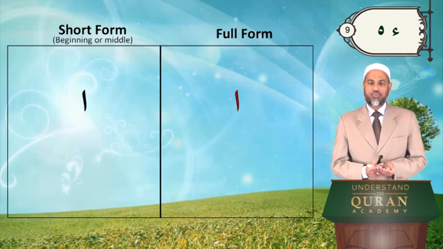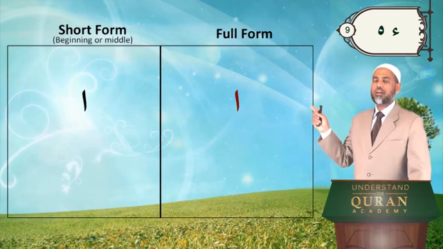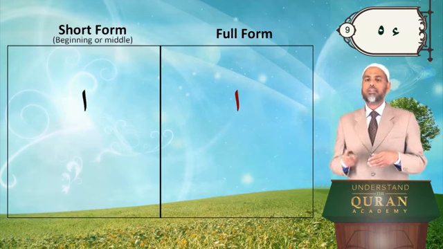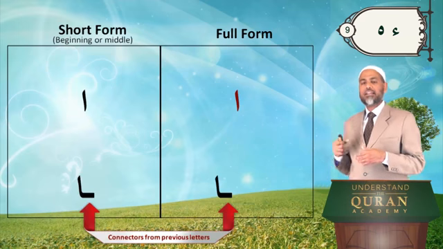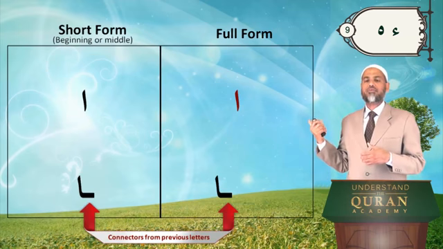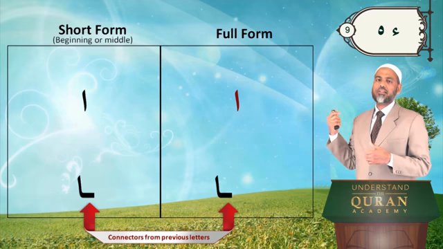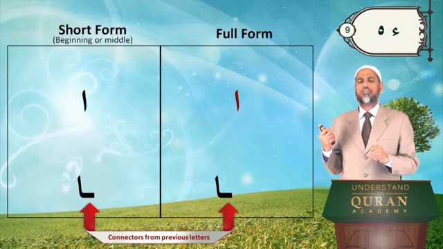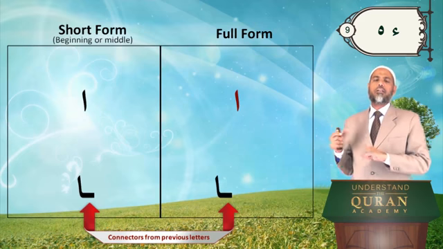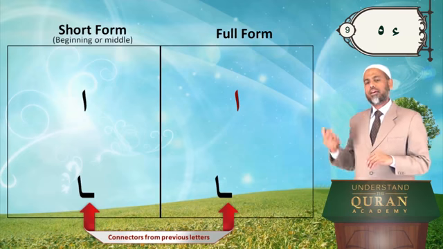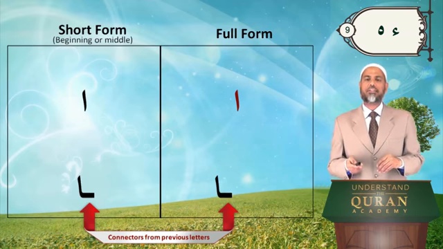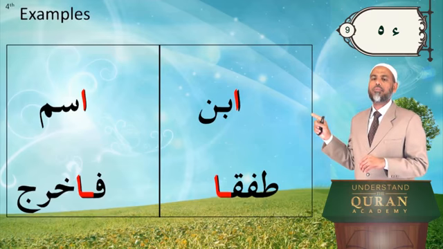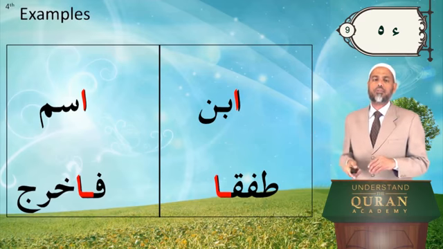So we have this full form and the short form. And alif is too thin. As usual, it doesn't have a short form. But it lets other letters connect to it. So it has connectors from previous letters. Only Hamza does not have connectors from previous letters because it's too tiny. But with alif, every other letter can have connectors from previous letters. So here is an example of alif in different words.